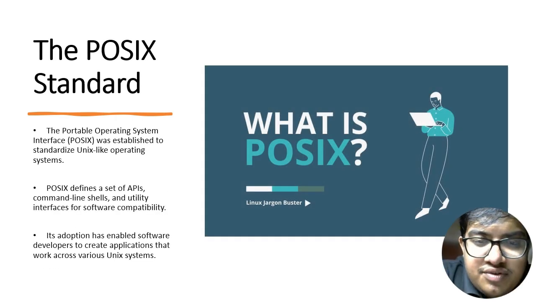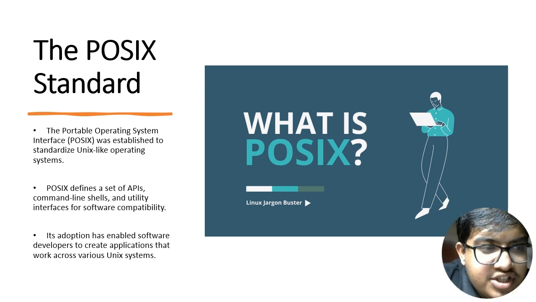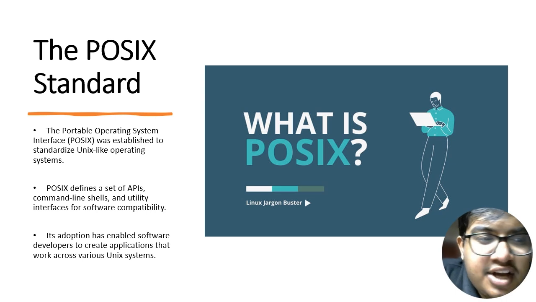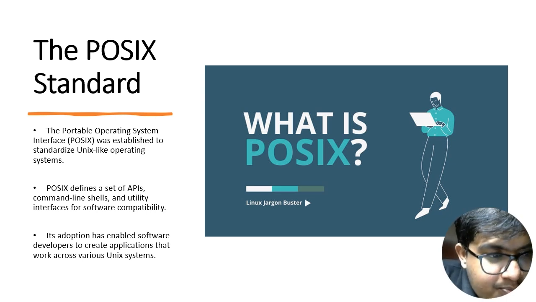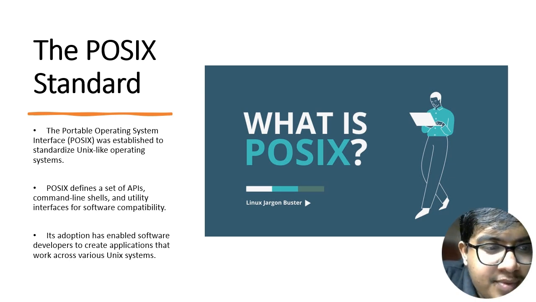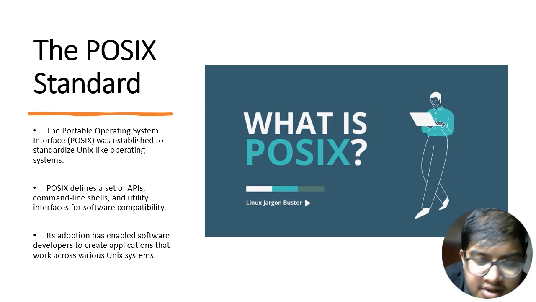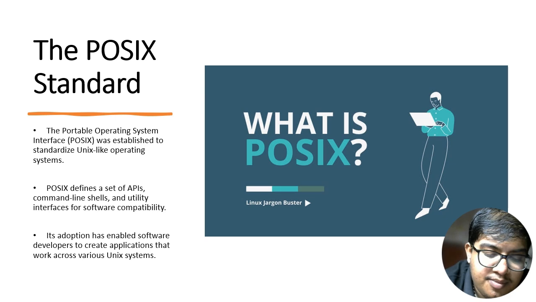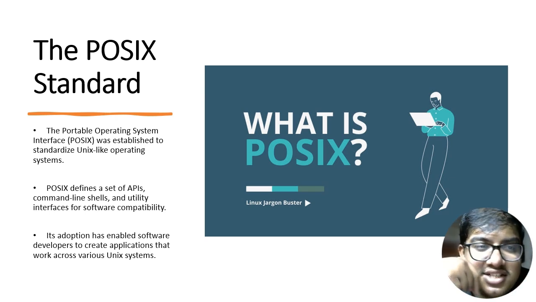Now coming to the first one, that is the POSIX standard. POSIX stands for Portable Operating System Interface, which was established to standardize Unix-like operating systems. So different operating systems that work similar to your Unix environment. POSIX defines a set of APIs, command line shells and utility interfaces which help in software compatibility of Unix with many different environments. Its adoption has enabled software developers to create applications that work across many different systems and operating systems, mainly Unix-like systems.